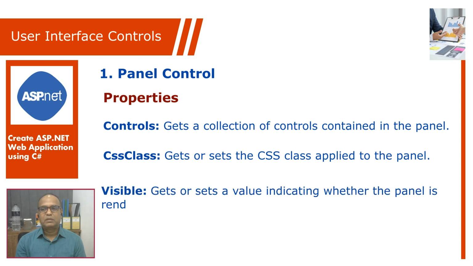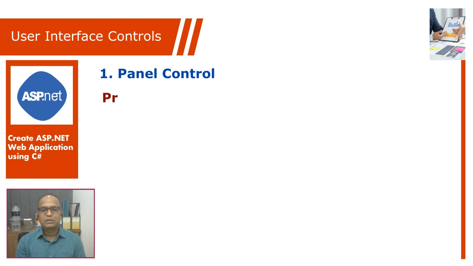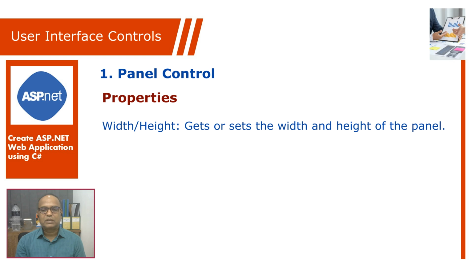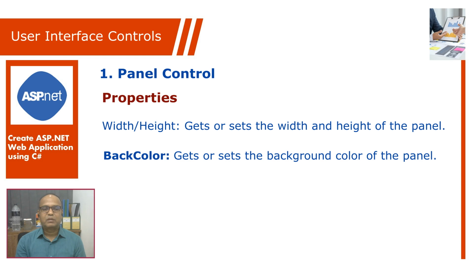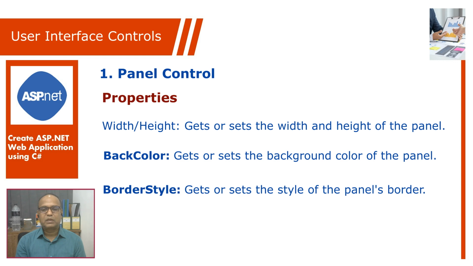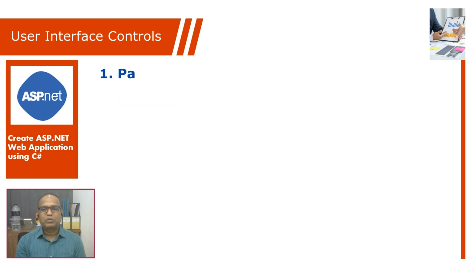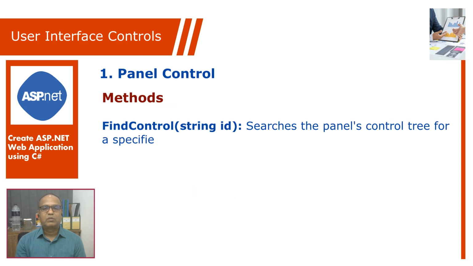Visible gets or sets a value indicating whether the panel is rendered on the page. Width, height gets or sets the height and width of the panel. Back color gets or sets the back color of the panel. Border style gets or sets the style of the panel's border. Methods. Find control string ID searches the panel's control tree for a specified control by its ID.